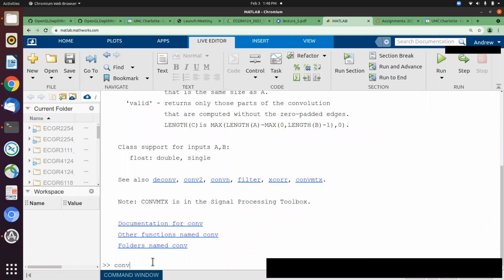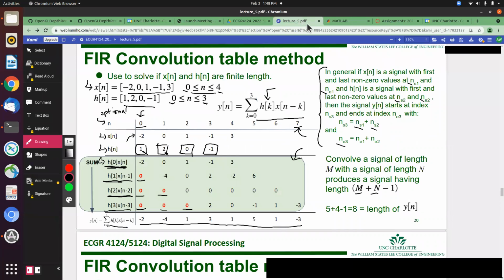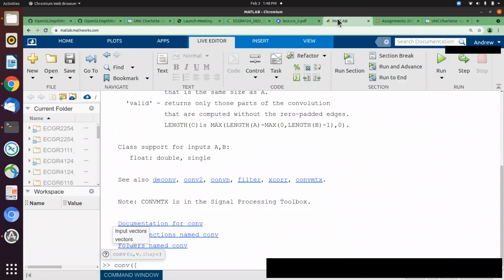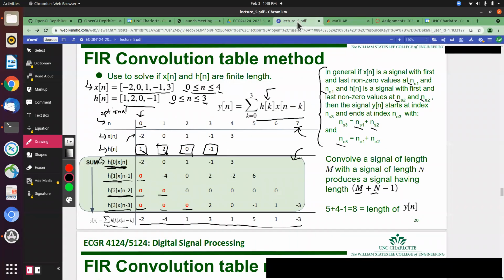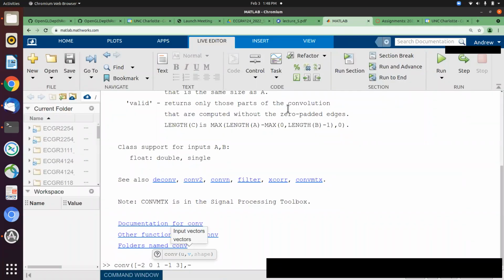Okay, so conv. And what was our first vector? Well, we'll go back and have a quick look. -2, 0, 1, -1, 3. Okay, that's wonderful. Thanks for the assistance. So the h is 1, 2, 0, and -1. So notice I'm forming vectors 1, 2, 0, and -1.